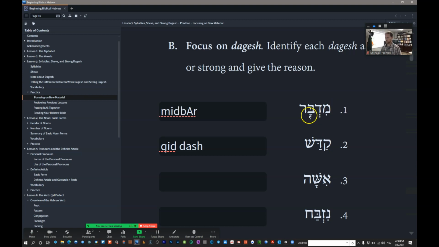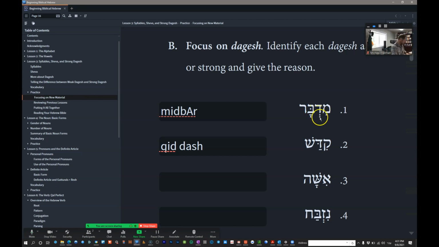The dagesh in number 1, we know it's a weak dagesh, and we know this is a silent shavah. So this is how I associate consonant with weak and vowel with strong. If you've got a dagesh that has a vowel before it and after it, you've got two vowels. You've also got a strong dagesh, because the rule says that if it's preceded by a vowel sound, it's going to be strong. So the strong dagesh can hold two vowels. The weak dagesh can only hold one.